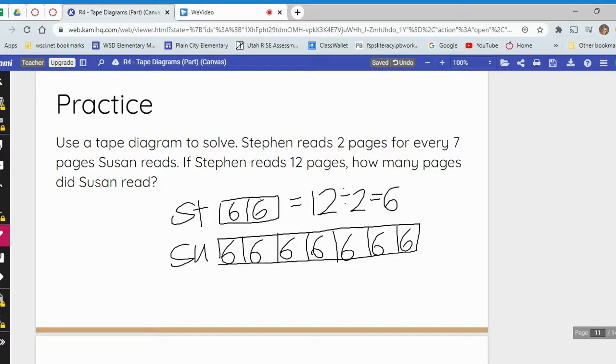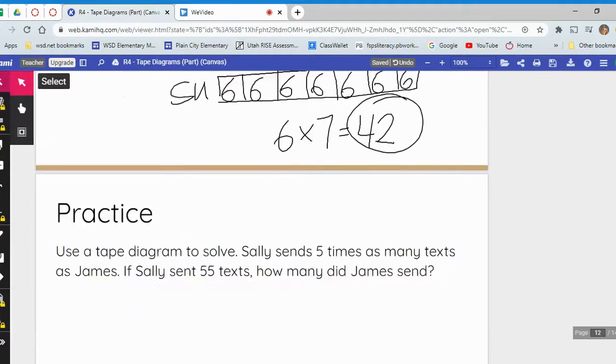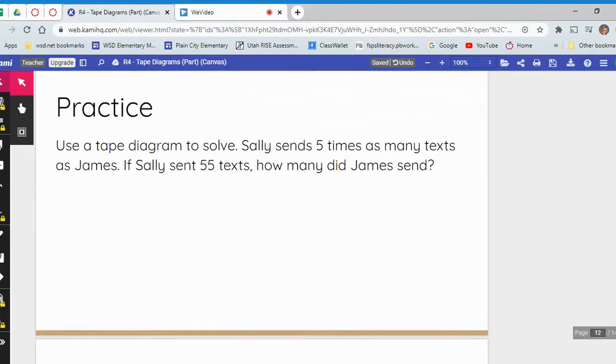Now we can answer our question. How many pages does Susan read? Well, 6 times 1, 2, 3, 4, 5, 6, 7 sections gives us 42. So Susan reads 42 pages. Okay, again, try this one and press play when you're ready.